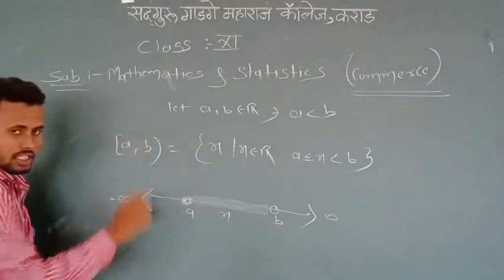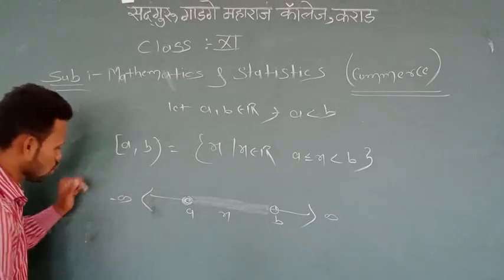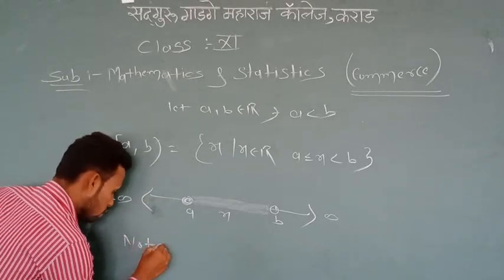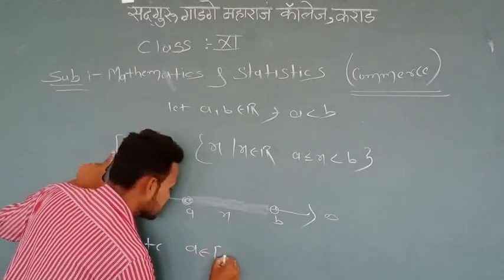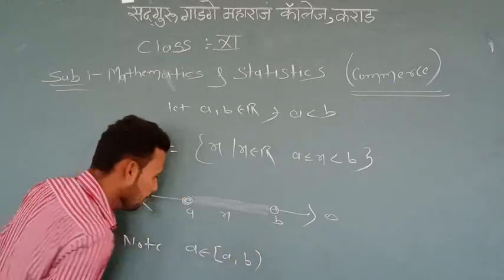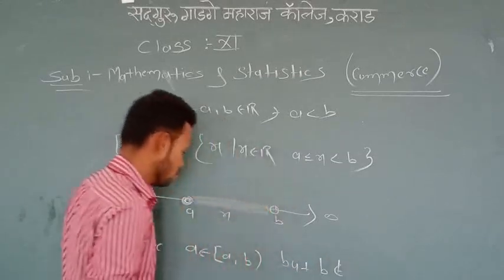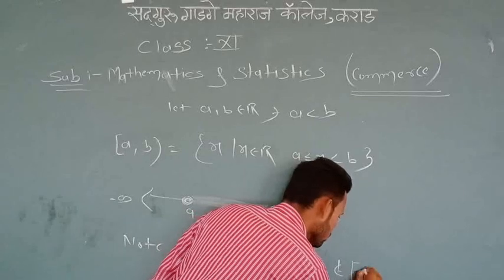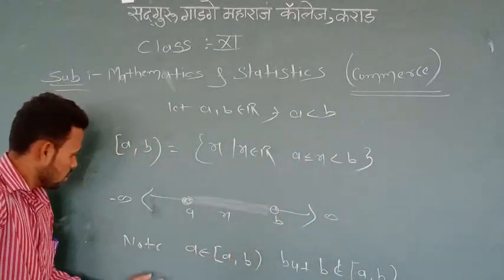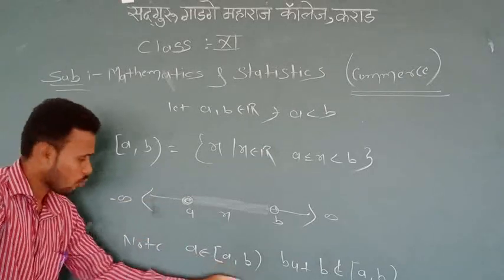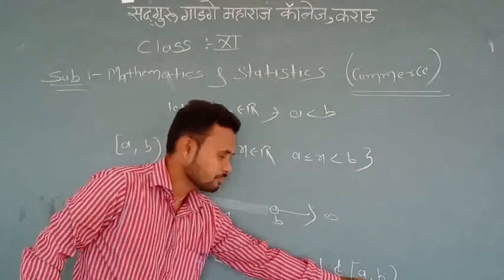Here in the notebook, in our textbook, there is one correction note. a belongs to the semi-closed interval ab, but b does not belong to the semi-closed interval ab. This is a correction in the textbook. a belongs to that set because a is closed, and b does not belong to this set because b is open.